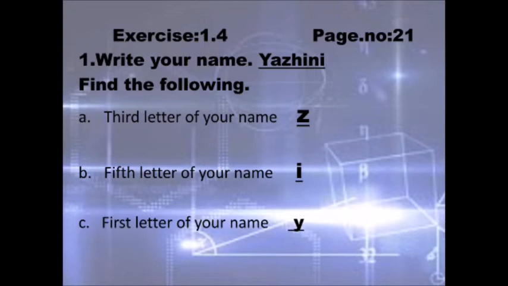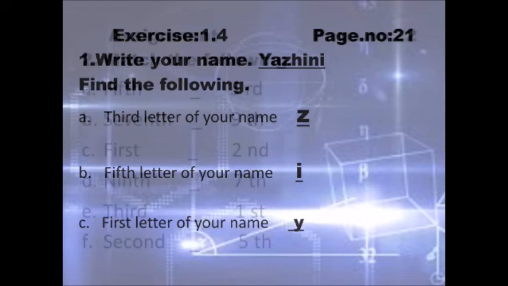Next, fifth letter of your name. So the fifth letter here is I. So I have written I. Next, first letter of your name. So the first letter here is Y. So I have written Y. Like that you have to write your name and your third letter, fifth letter and first letter. So fill this in your textbook.